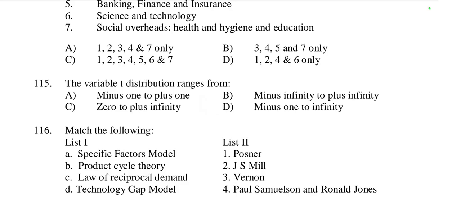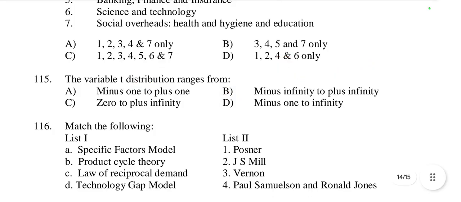T variable, so the T distribution ranges from minus infinity to plus infinity. So here option number B is the right option, minus infinity to plus infinity.